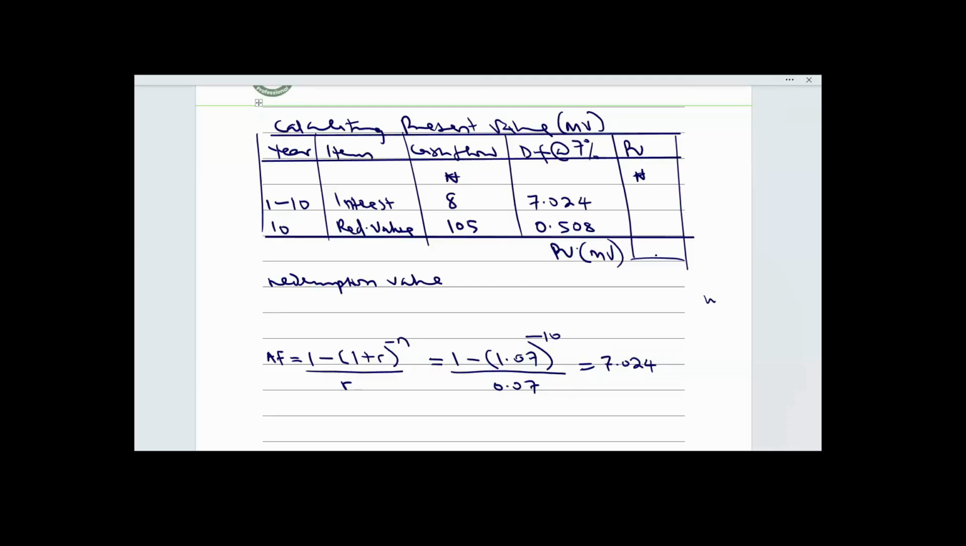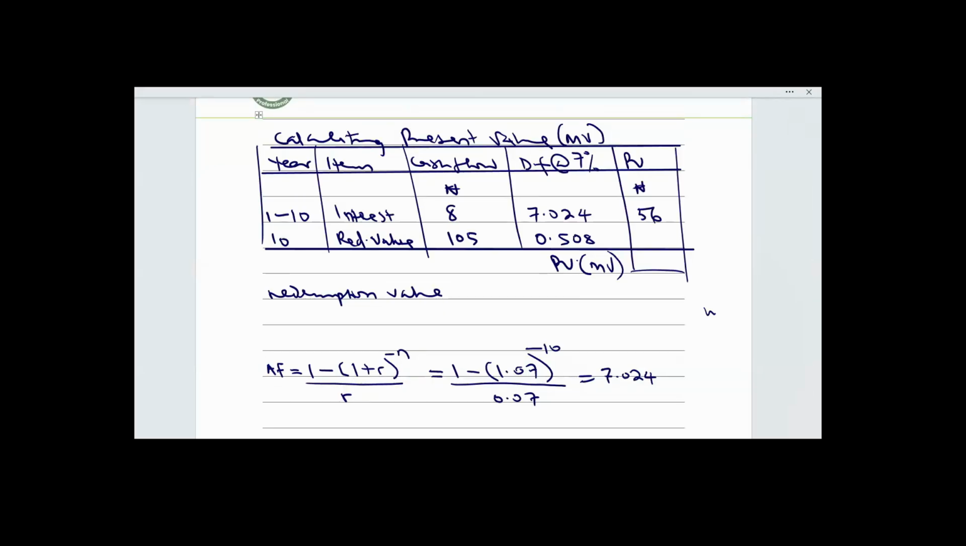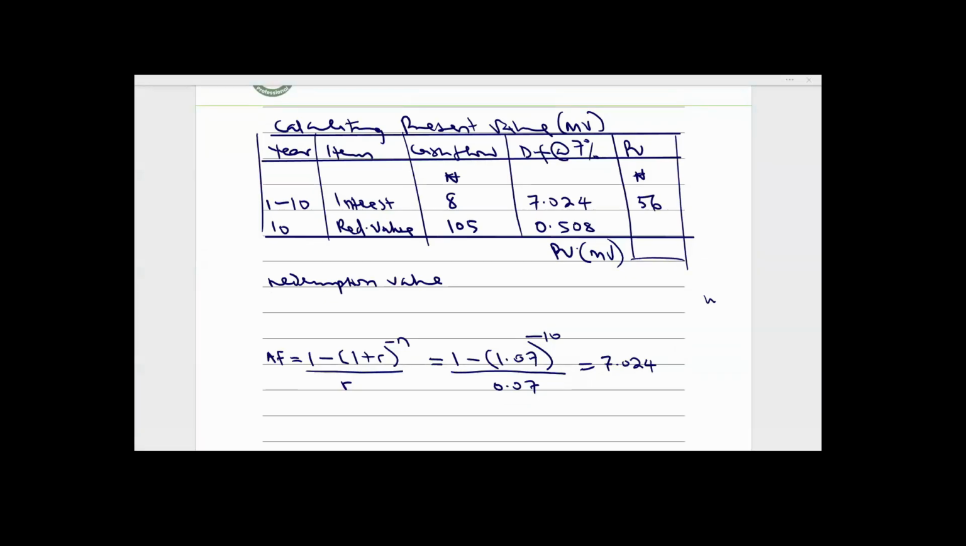So at this point, we need to multiply. So I would then say 8 multiplied by 7.024. That will give us 56.192. So you round it, that's 56. Then 105, I'm coming to you, Elozo. This is 105 multiplied by 0.508.